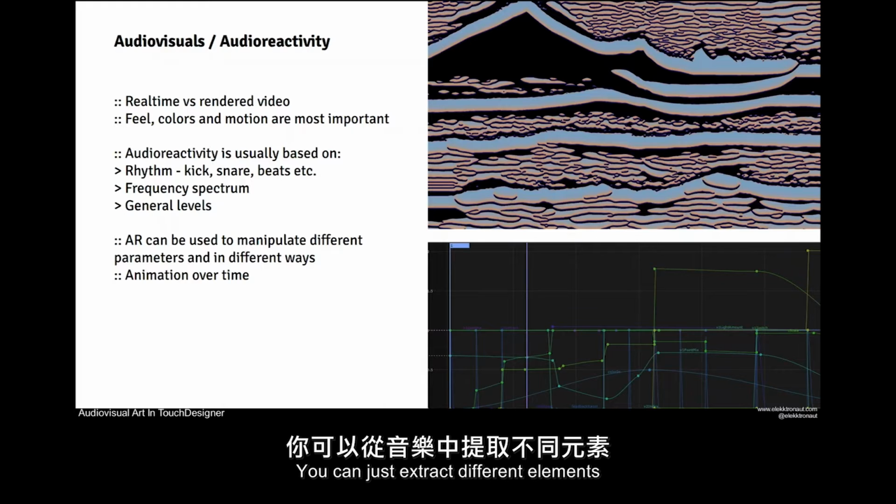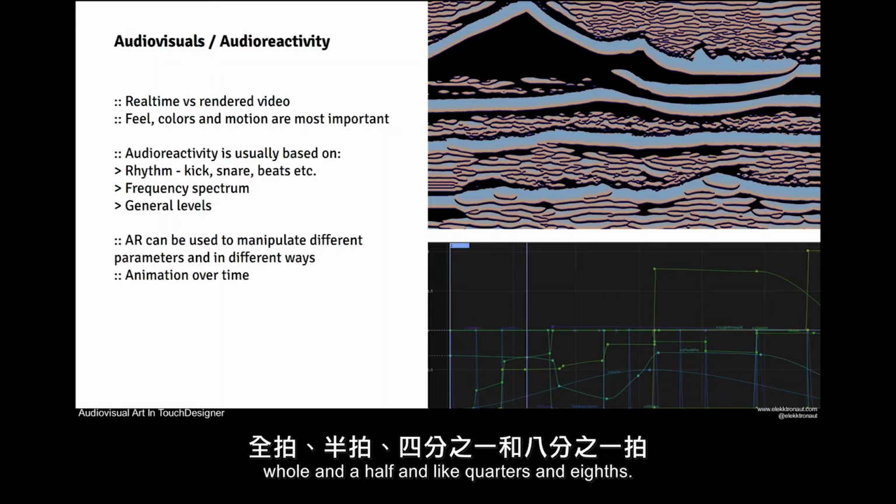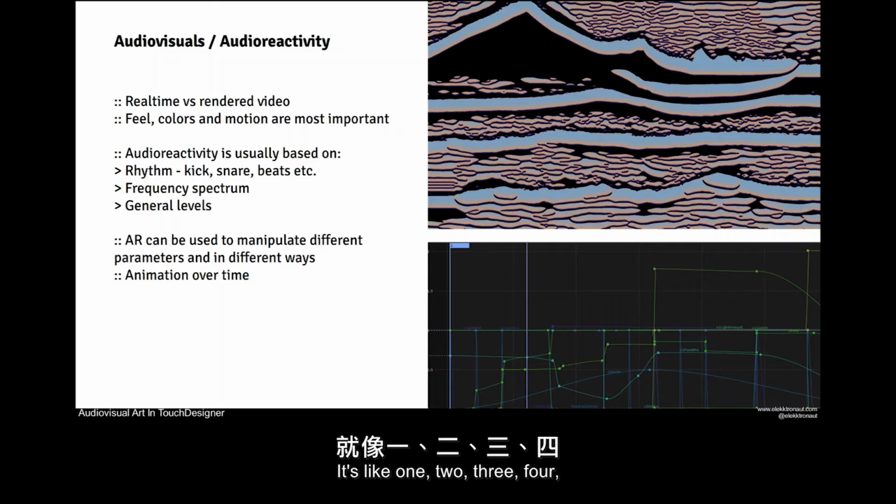So you can just extract different elements from the music and use that. And the other thing is we have beats, we have time, right? We have whole and half and quarters and eighths. So it's like 1, 2, 3, 4, 1, 2, 3, 4, right? So we can use that, for example, to change the visual as well.